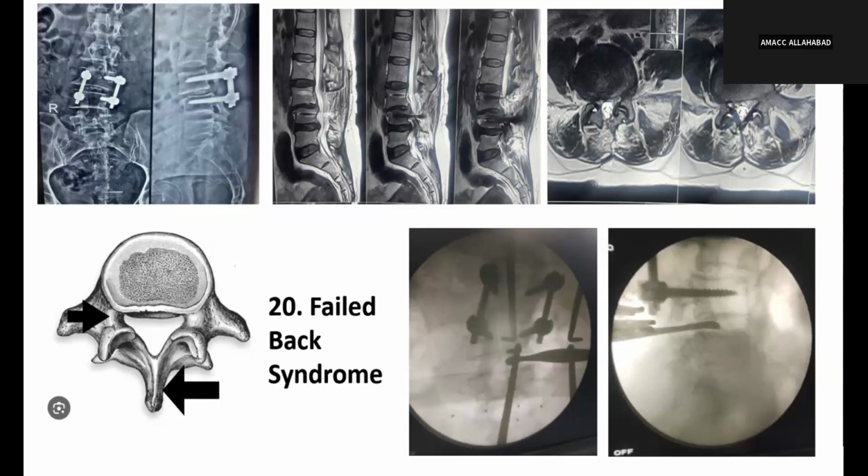So usually in conventional cases, we go from here. We remove the lamina, some part of the facet, we do decompression, and we take out those things. But what I do in redo cases, I go from the medial side. I take out the medial 2/3 of this facet joint on one side only, and from here I enter inside. So that's my way of doing it.